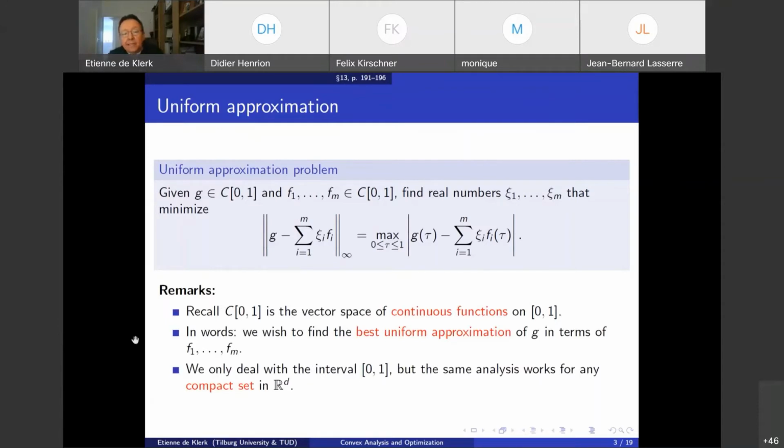Once again, like I just mentioned for the generalized problem of moments, this restriction to the interval 0, 1 is a bit artificial. It's just for ease of exposition and drawing some pictures. The same analysis works for compact sets in R^d. We could have started with a given function which is continuous on some compact set in R^d, and similarly for these fi's, and ask the same question, and everything that I'm going to discuss also works for the more general situation. The 0-1 interval is just to fix our ideas and make the exposition a bit simpler.